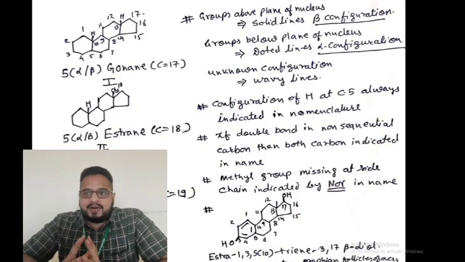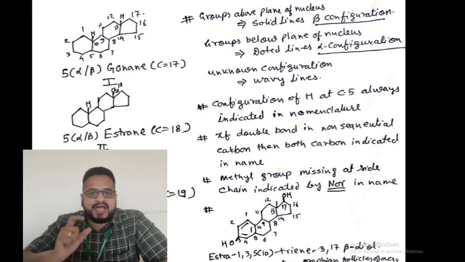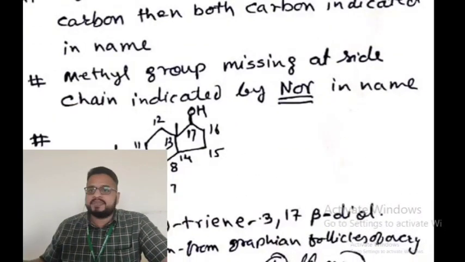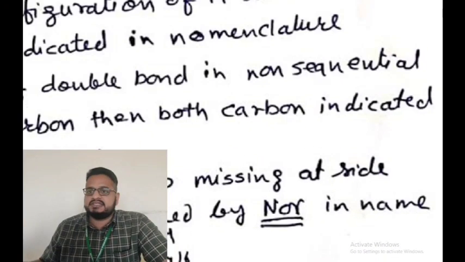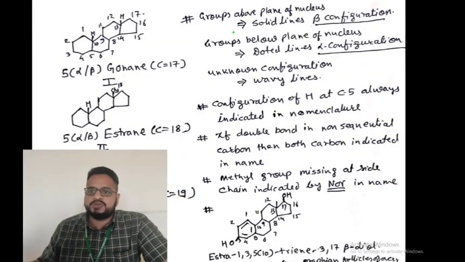Now we will see a few rules and then a few examples of giving the IUPAC nomenclature of the steroidal ring. As you can see here, please check the screen. Here it is said that the groups which are above the plane of the nucleus, we call the beta configuration. Please understand. Now this is the 5th position. At this 5th position, if I draw like this, this would be a solid line.